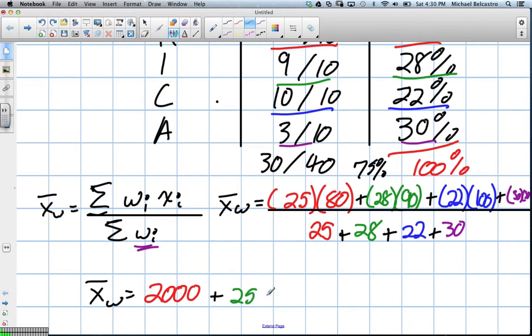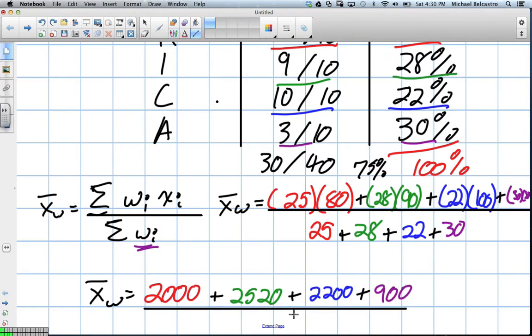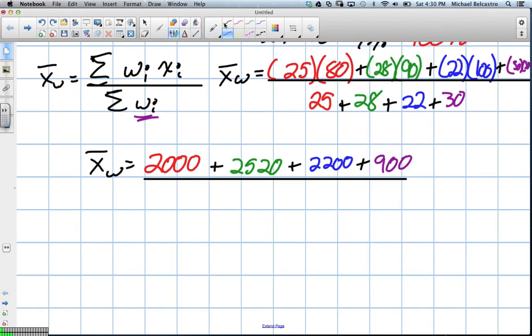2,520. 20, okay, plus 22 times 100, which is 2,200. And then the last one is 30 by 30. 900. So already by looking at the total values, you can tell that 900 is a bit low compared to the rest, right? And then we know all of these added together are going to be 100.